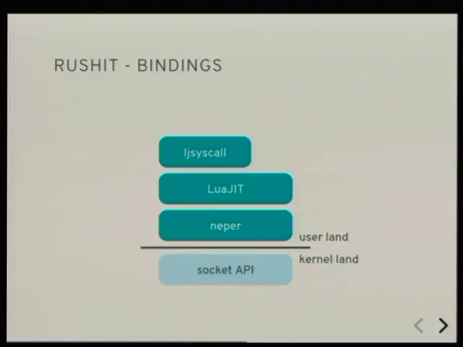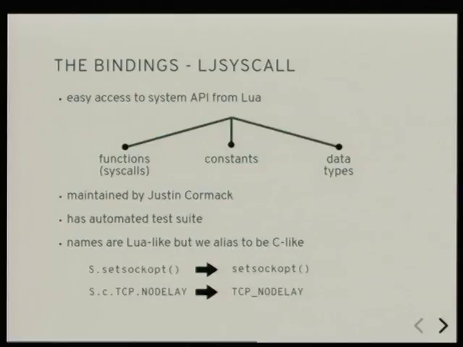Talking about bindings, that's the last component we needed. We needed our scripts to talk to the system API. And for that, we reused a project called LJ-Syscall, which gives us wrappers for all the system functions, usually known as syscalls, and all the constants and data types that are also part of the interface. It's an actively maintained project with a nice test suite that assures its quality, so perfect. The only thing that might surprise you is the non-C-like naming, but we create convenience aliases so you don't have to look up every constant you want to use in your scripts.